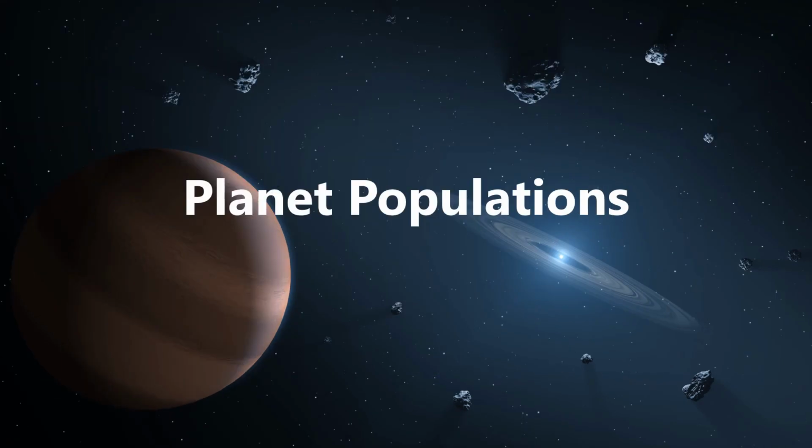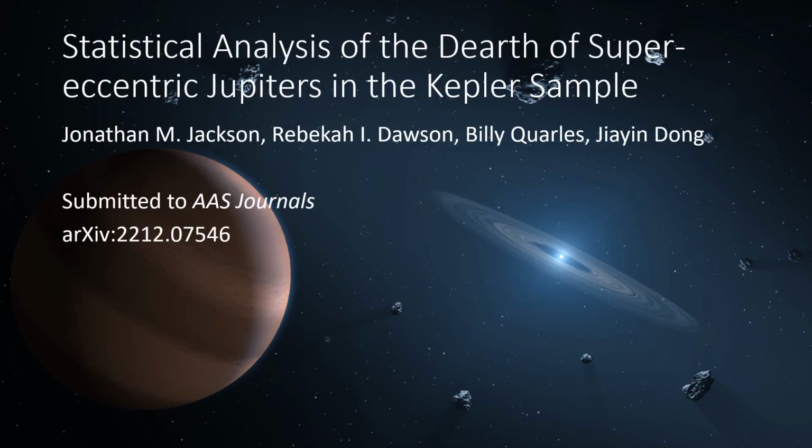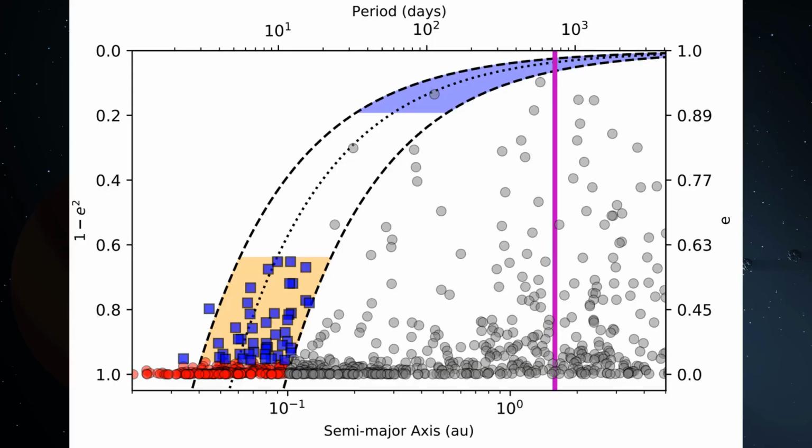I found a broader selection of papers looking at studies of planet populations. The first one was this statistical analysis of the dearth of super-eccentric Jupiters in the Kepler sample. And this is really more verification, but verification is something we need to do in science. And basically, we're looking at planets that are in the process of becoming hot Jupiters by migrating inward from more distant orbits via planet-planet scattering.